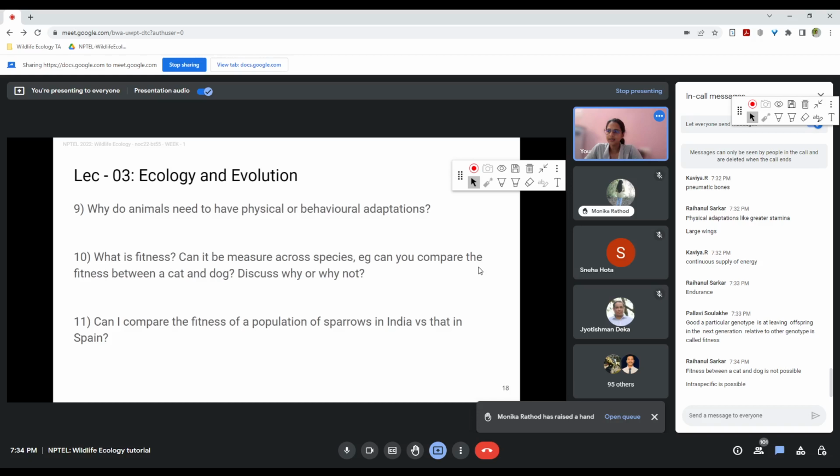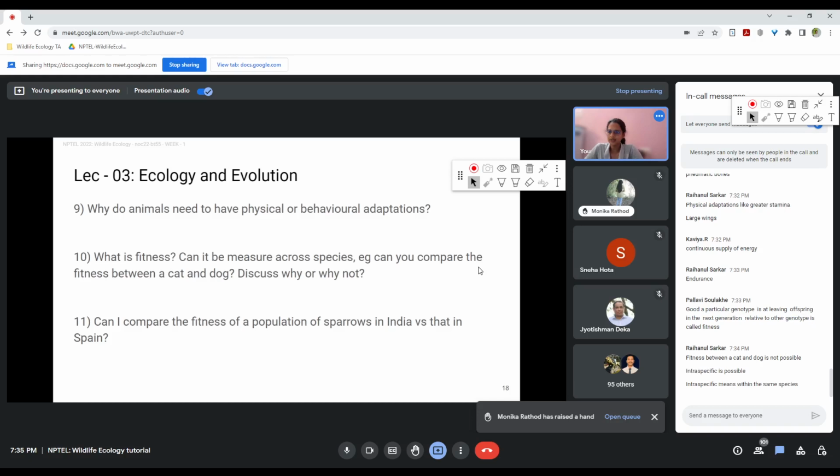Intraspecific, yes, means within the same species, right? So you can't really compare the fitness between a cat and a dog because their functionality is totally different. Yes, you can only compare fitness within a particular species. So we have gone into the same species. Here I've given you an example of a population of sparrows. Populations of sparrows are found in India and in Europe. Can I compare fitness of a population of sparrows in India versus that in Spain? Can I do this?